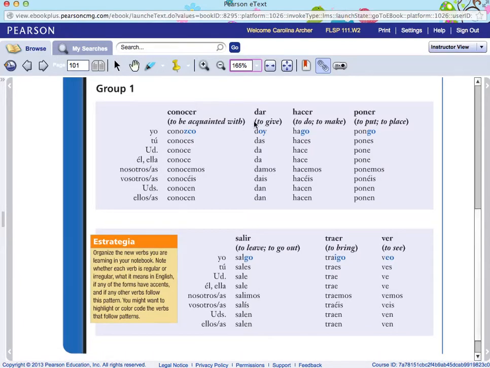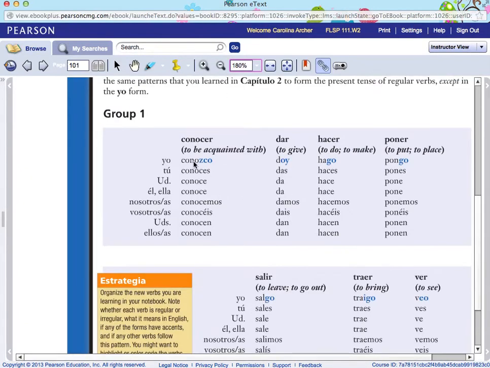So we have 7 verbs here that we put in a group because they have the same characteristic, in that the only verb conjugation that is irregular is for yo. See? For yo, it's going to be irregular, okay? Because the ending is going to be different. See, yo conocer, right? It's not going to be conjugated like a regular verb for yo. It's going to be conozco.